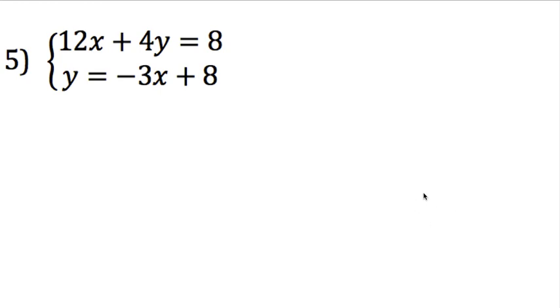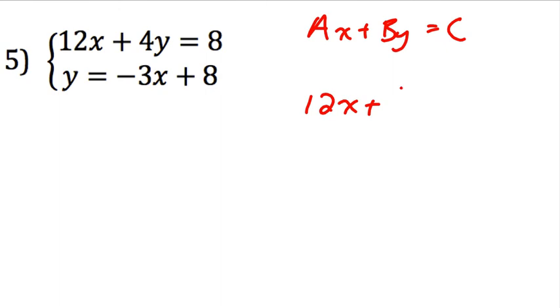And again, this one looks very similar to the way that we did our substitution method, where we took this and we substituted it in here for y and did all that work. But the directions here say that we must use elimination method. So before I can do anything with this problem, I need to make sure it's in that standard form ax plus by equals c. The top equation is good, 12x plus 4y equals 8.